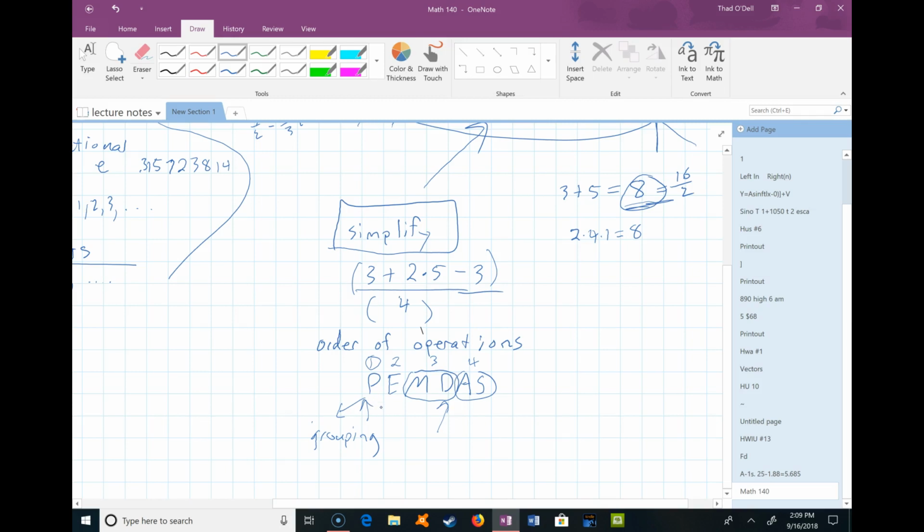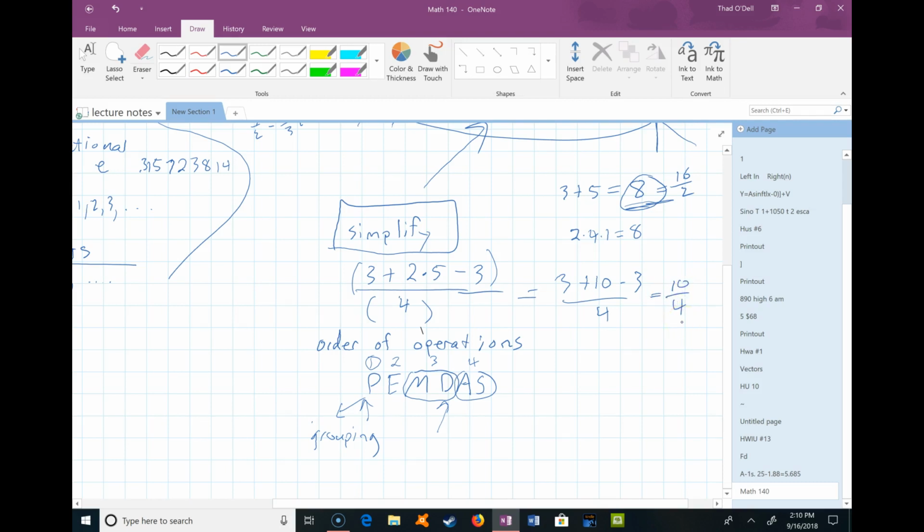So if we were to do this, we would do multiplication first. So 2 times 5 is 10. So this would be 3 plus 10 minus 3 over 4. Then we do addition and subtraction next, because remember, the fraction bar is a grouping symbol. We have to do the stuff on top and bottom first. So then we just go from left to right. 3 plus 10 is 13. 13 minus 3 is 10. So we end up with 10 fourths.